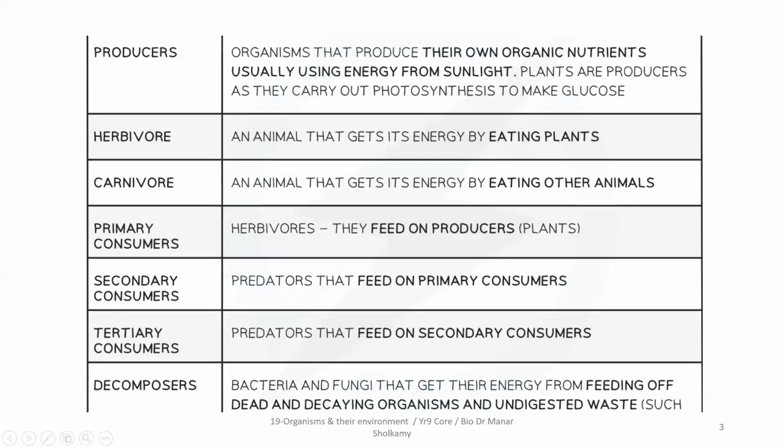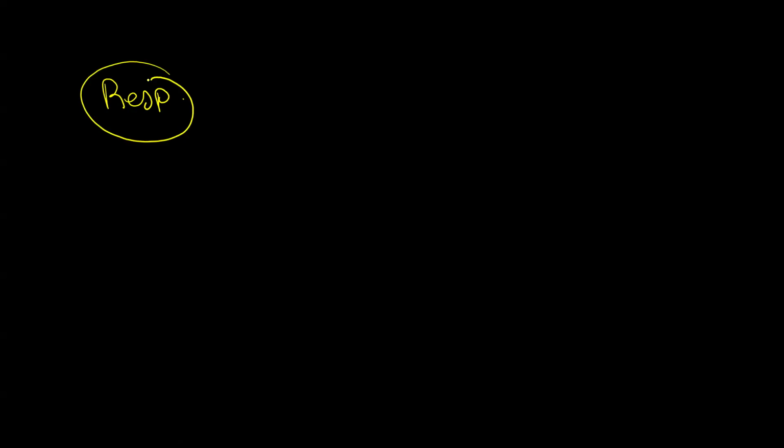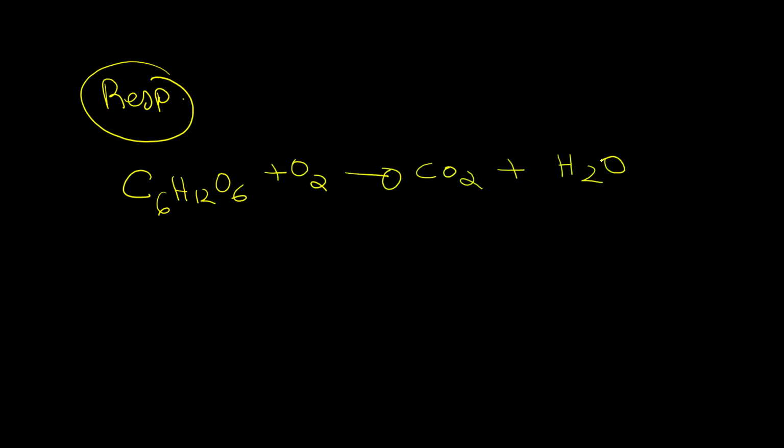Now, primary consumer, secondary consumer, and tertiary consumer, I'm going to explain when we explain the food chain. Decomposers, of course, these are organisms that feed on dead organic matter. And I want to emphasize decomposers and decomposition, because we studied respiration in detail. Respiration is the breakdown of food to give you carbon dioxide and water. So this is the equation: glucose, C6H12O6, plus oxygen gives carbon dioxide and water. You already know this from before, and this is the balanced chemical equation.